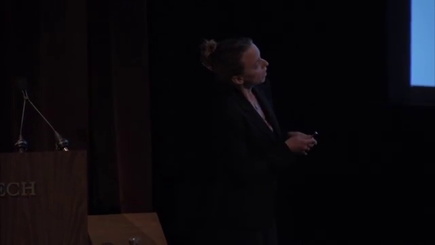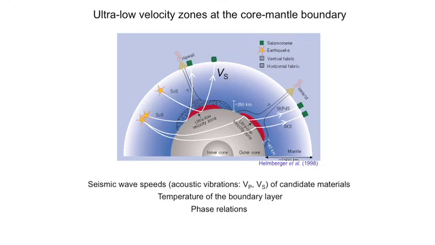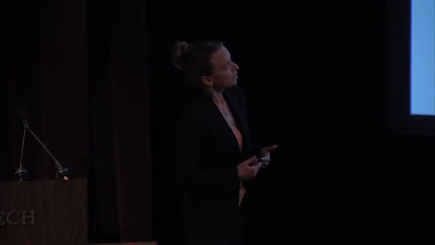So what I'm going to focus on right now is this region right here, which are called ultra-low velocity zones, which were observed by seismologists to have roughly 10 to 40% reductions in wave speeds, depending on the type of wave. So this is very unusual for the Earth. We might have maybe 0.5% or perhaps 1% variation in wave speeds, but 10 to 40% is very unusual.